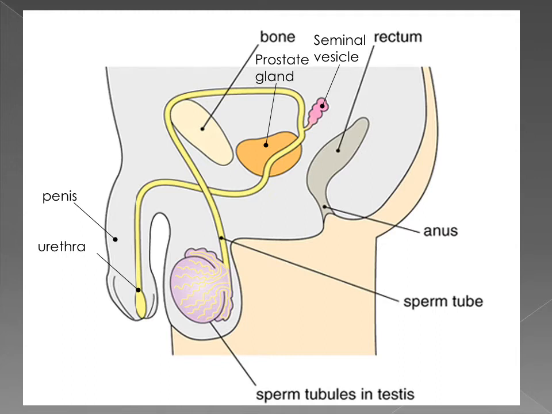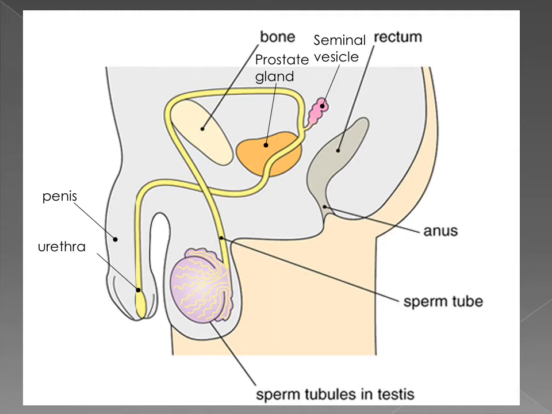One of them here is a little pink in color. It is called the seminal vesicle, and there is another one, orange in color. It is the prostate gland. These two glands are responsible for producing a fluid through which the sperms will be swimming.